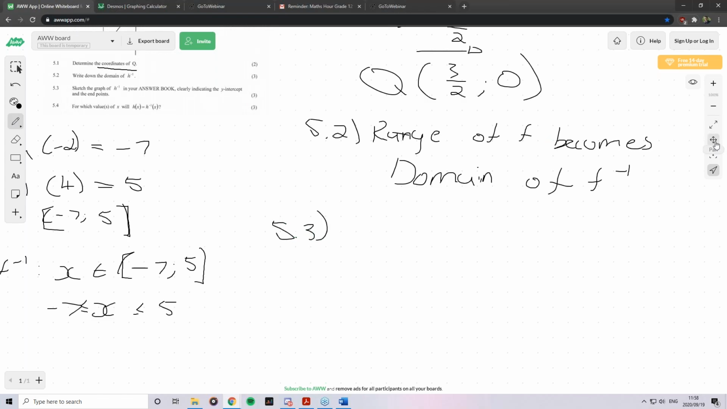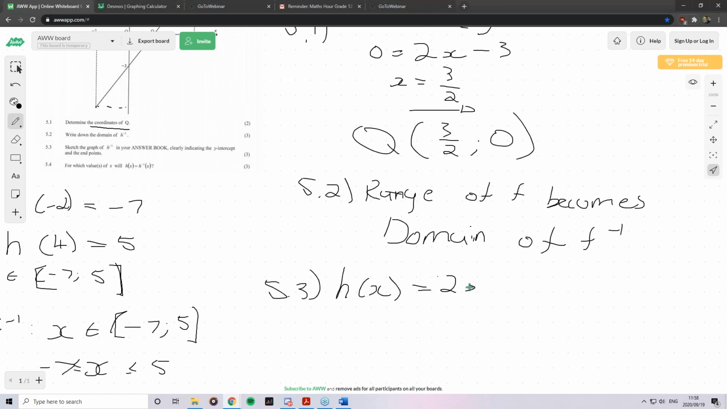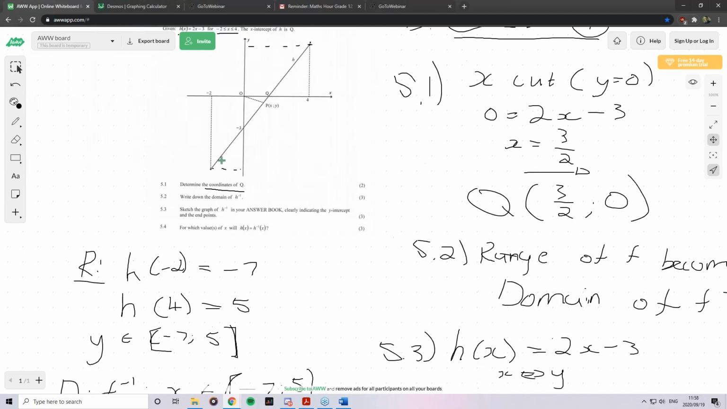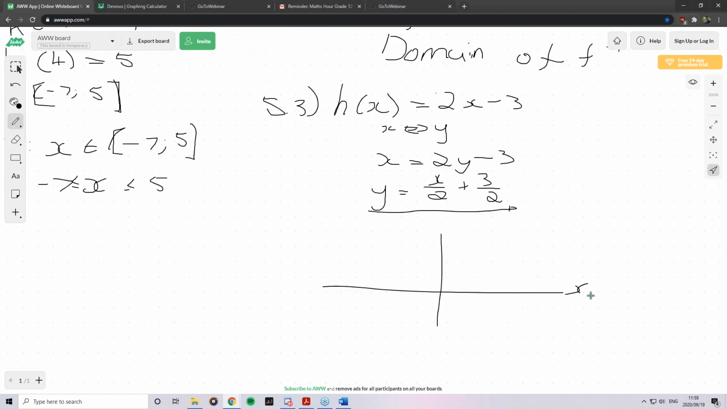5.3. If h of x is equal to 2x minus 3, and I swap x and y, I get x is equal to 2y minus 3, and I get that y is equal to x over 2 plus 3 over 2. Now, this is just a very basic straight line graph. I don't know if I need to, I'll just do it anyway.